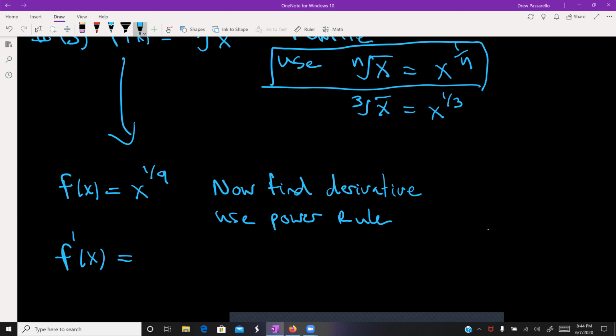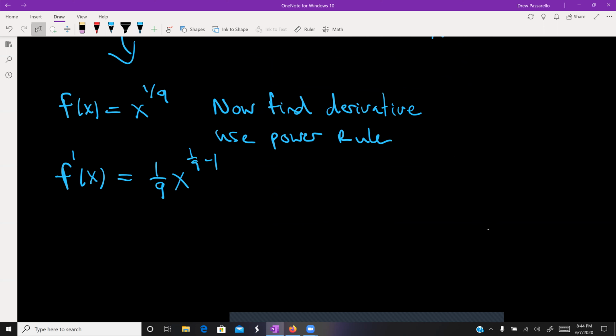Because I have an x to some power, I drop the exponent in front of the function, so 1/9 times x, and then I subtract 1 from the exponent, so it's 1/9 minus 1. So that's going to equal 1/9 x, and if you do 1/9 minus 1, that gives you negative 8/9. But then I have a negative exponent, so I need to rewrite it so there's no negative exponent.